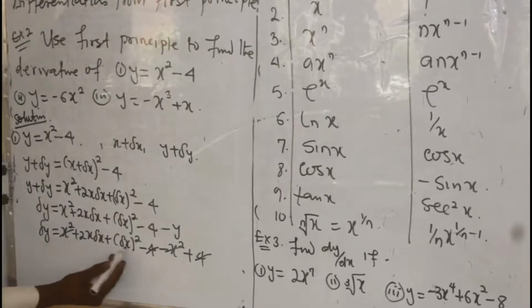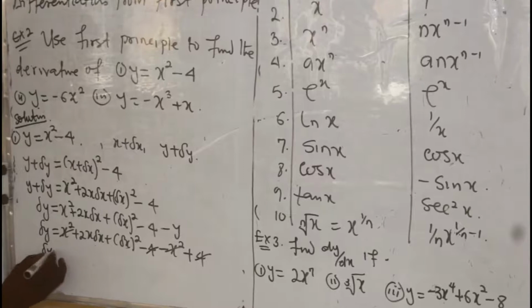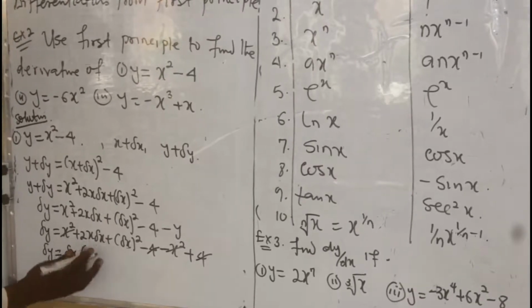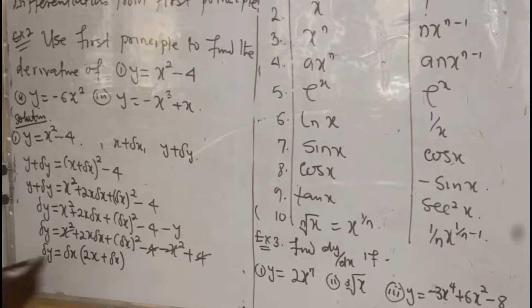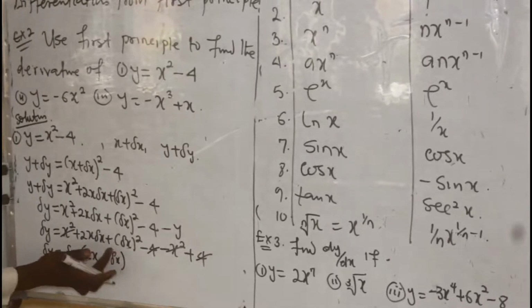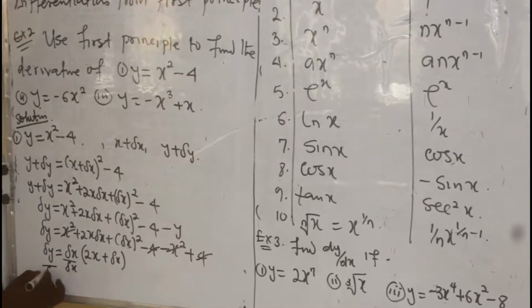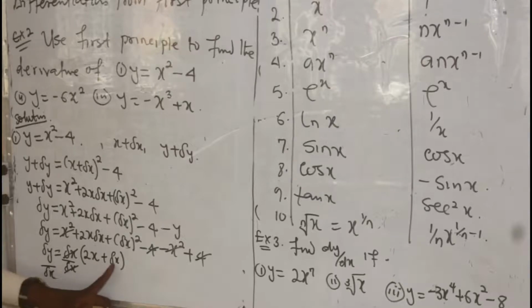What do you have common here? Delta x is common. Factor it outside. So what do you have? Delta y is equal to, what is common? Remain what? 2x plus delta x. Do you see what I did here? Because now we have only one delta x here. So divide both sides by delta x. When you divide both sides by delta x, this will go. Do you see it? Now what do you have? Delta y over delta x is now equal to 2x plus delta x.